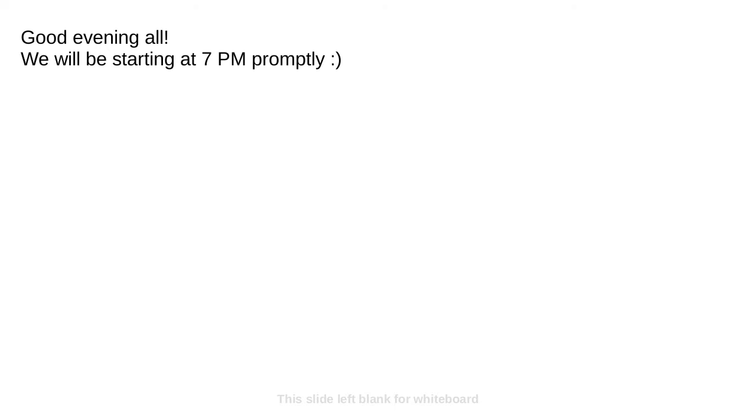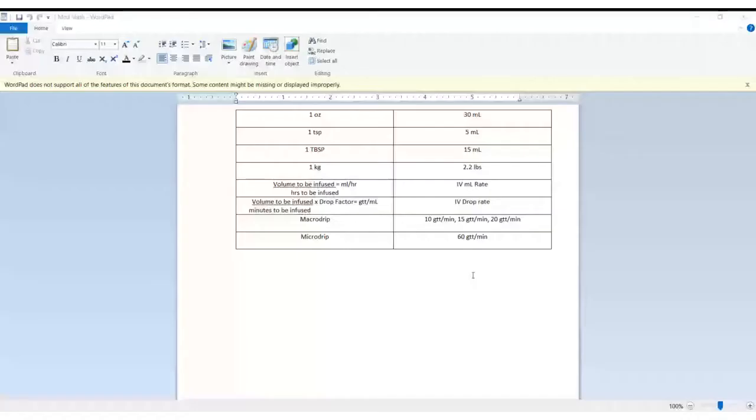Okay, so screenshot this, jot them down. You need to know that 1 ounce is equal to 30 ml. 1 teaspoon is equal to 5 ml, which means that 1 tablespoon, or 3 teaspoons, is equal to 15 ml.